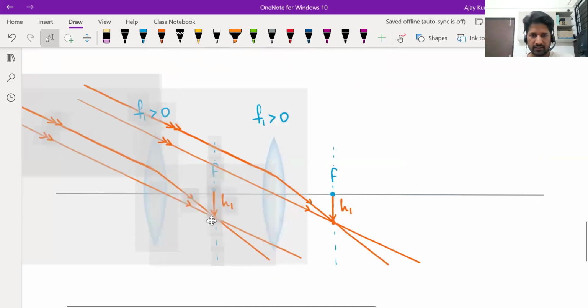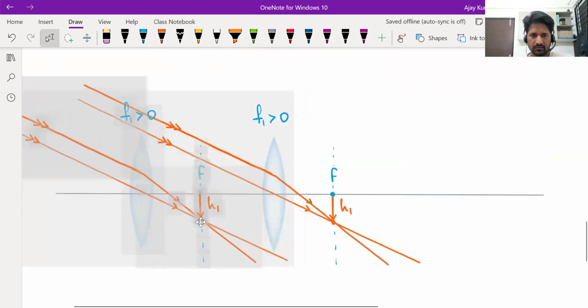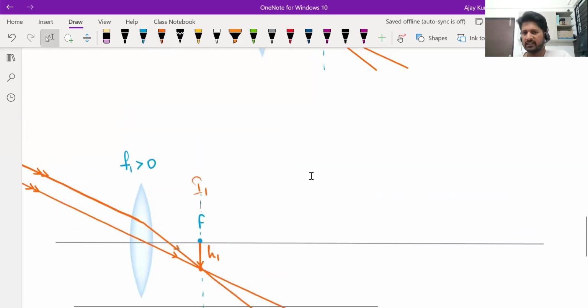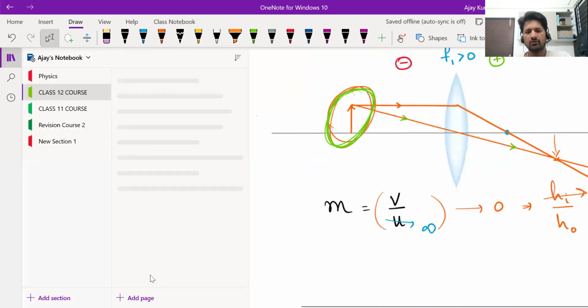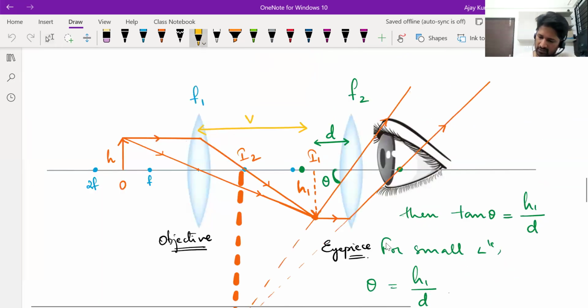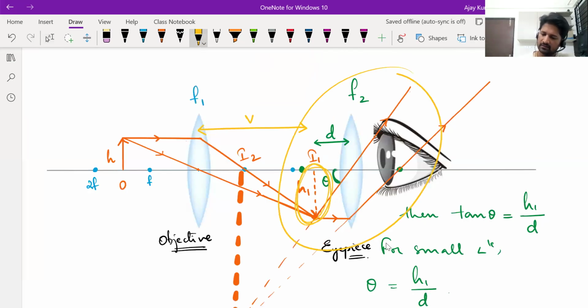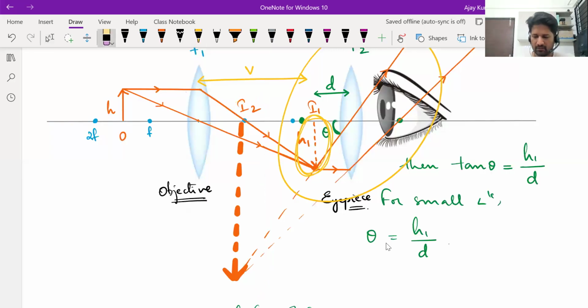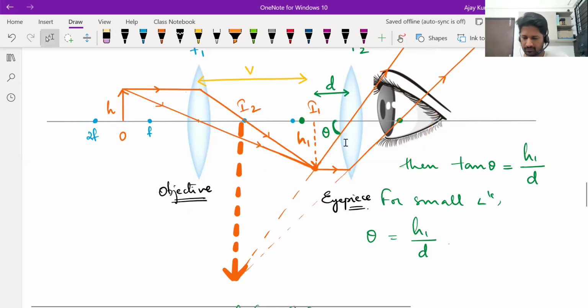So I'll move all this to the left side. The rays are coming from infinity, so they'll be parallel to each other. You can call this image I1, the image formed by the first lens. This is an object for the second lens now. And we want an enlarged image, no? So what we will do with the second lens is the same as what we did in case of microscopes, simple microscope or compound microscope. In a microscope also, the first lens formed an image and the second lens enlarges that image, right? The same thing is going to be done in a telescope as well.